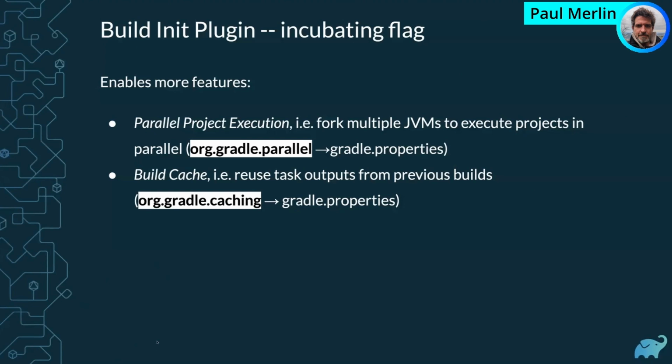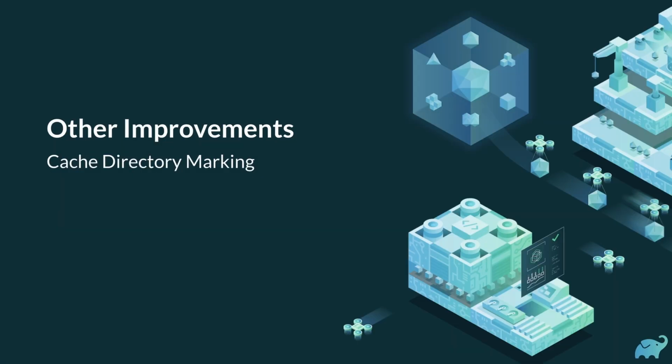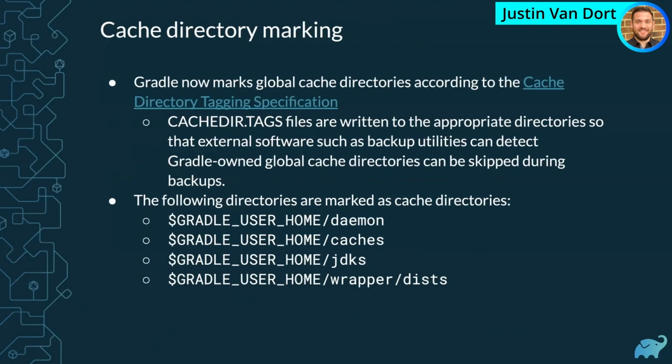We made some changes to the Build Init plugin so that when you opt in to incubating features, we actually enable parallel project execution and the build cache in your generated project. We've enabled one feature to mark Gradle cache directories with the cachedir.tag specification files. This is useful for things like backup utilities, so they're aware that certain directories created by Gradle are kept for caching and shouldn't be backed up.